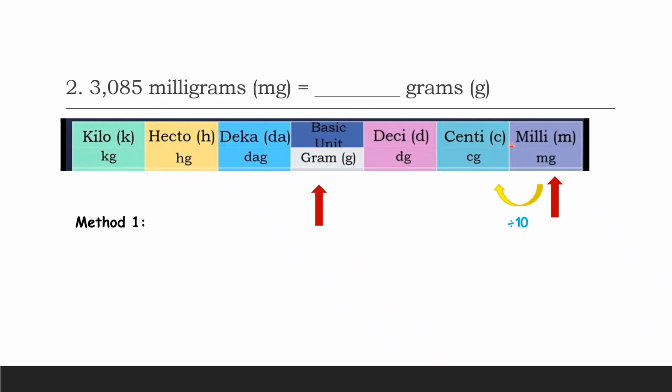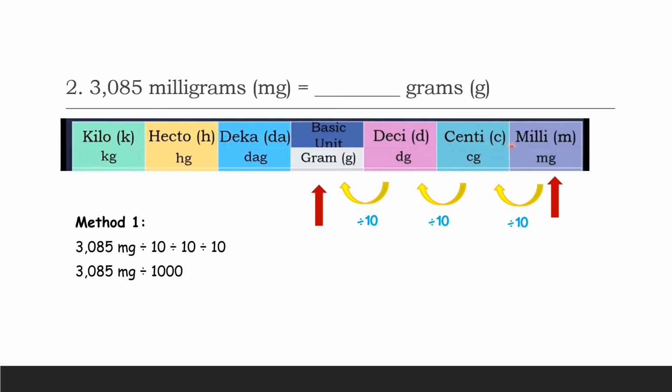So using method 1, 3,085 milligrams divided by 10, divided by 10, and divided by 10. So that is 3,085 milligrams divided by 1,000, which is equivalent to 3.085 grams.